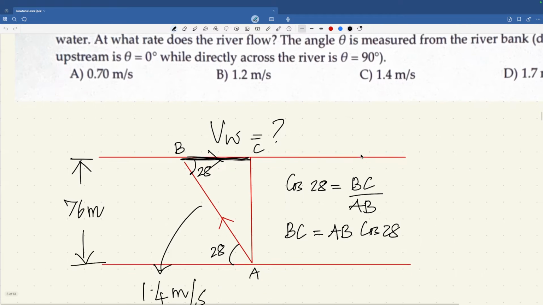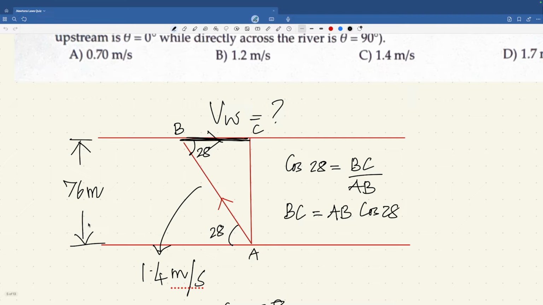Okay, so look at the width of the river, 76 meters, and the angle is taken with upstream. So the water is flowing downstream like that. The water is flowing downstream this way. The angle is taken with the upstream, so that's why this angle is 28 degrees. If that angle is 28, then this is also 28 because they are alternate angles.